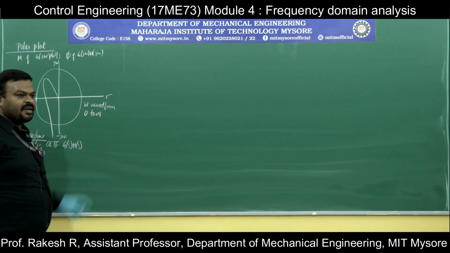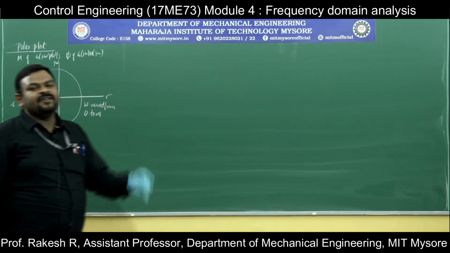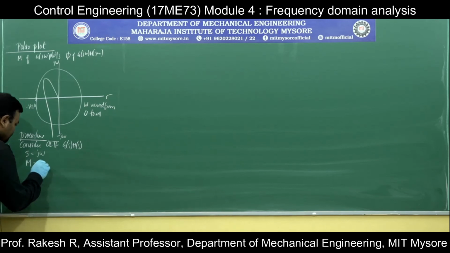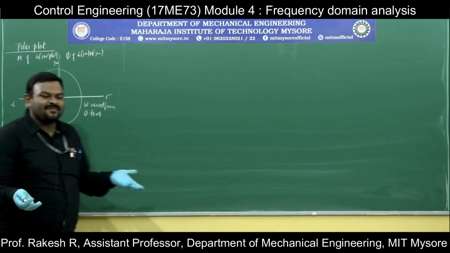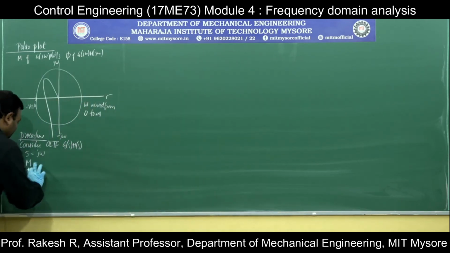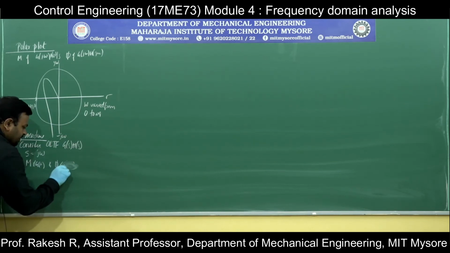So because of that, you are getting different values of magnitude and phase angle for different values of omega. After substituting s is equal to j omega, what is the magnitude? Magnitude will be equal to the square root of real part square plus imaginary part square. Calculate the magnitude of G of j omega, that is the open loop transfer function, and the phase angle of G of j omega.